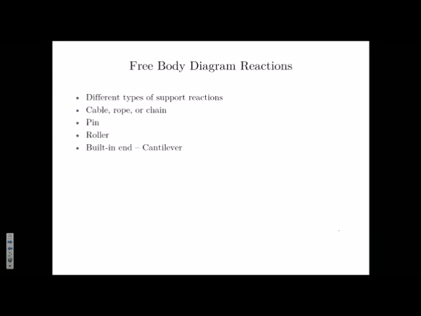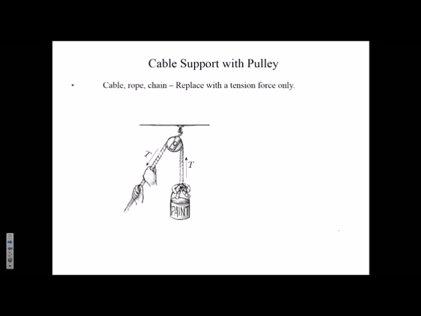Now, in engineering, you'll find that there are a lot of structures that come with various kinds of supports. And we need to understand what kind of reactions those supports actually exert. So these are some of the different kinds of supports you'll see: cable, rope, chain, pin, roller, built-in, cantilever. So the question is what kind of reactions we get from them. So let's look at cable.